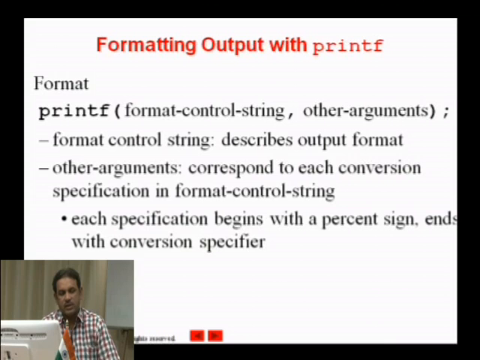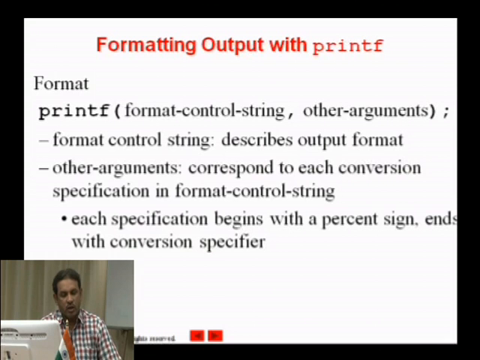In some cases, suppose you want to display the integers, so "enter n integers." So what is the value of n? n may be 5. So you want to display "enter 5 integers." So that n becomes the other argument, 5, what you can call. So there are 2 arguments: the first you will always be using, and the second is optional depending on your application. The format control string describes the output format. Other arguments correspond to each conversion specification in the format control string.